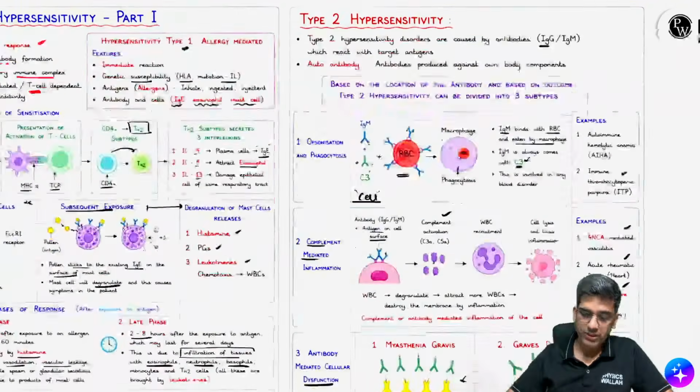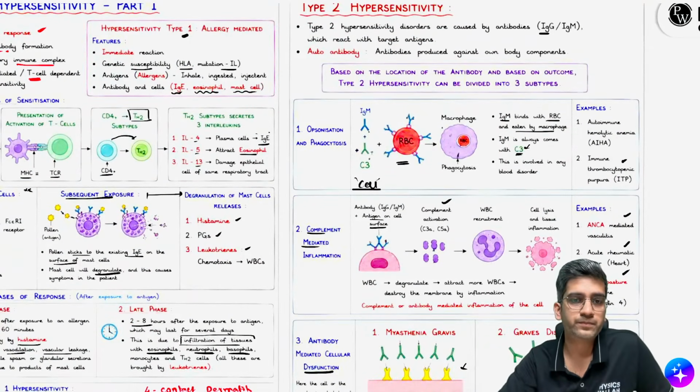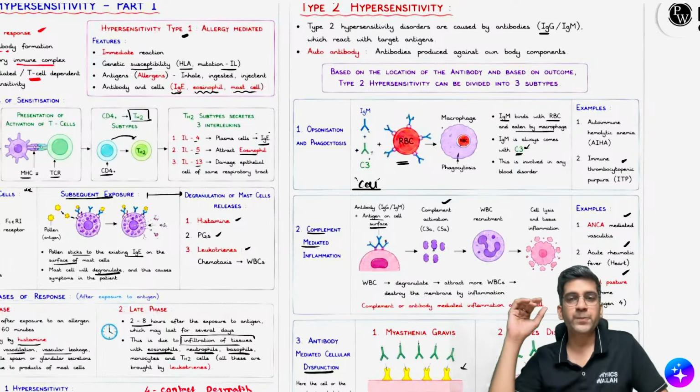As usual, few questions I want you guys to answer. Give me a prototype example of type 3 hypersensitive response. One prototype example of type 3 hypersensitive response. Everyone knows, right? No one is going to ever forget SLE, systemic lupus erythematosus, right?